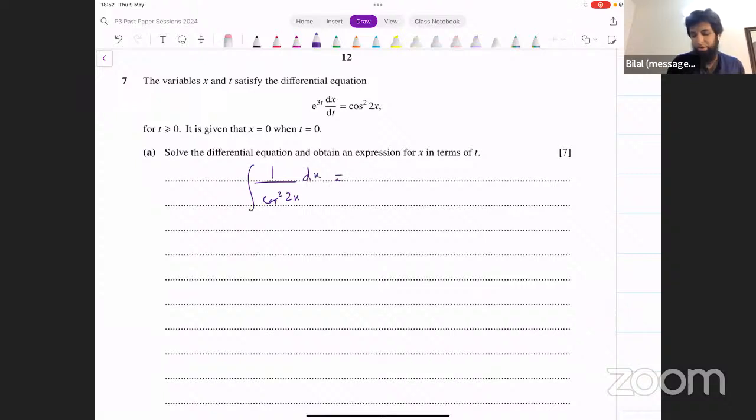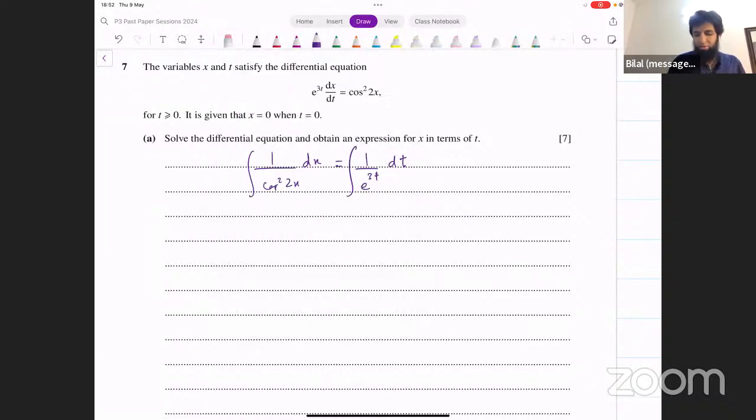On the right side, you would have 1 over e raised to the power 3t dt, right? You get 1 mark for just separating the variables generally. You have separated the variables now. Now you just need to integrate both sides, okay?